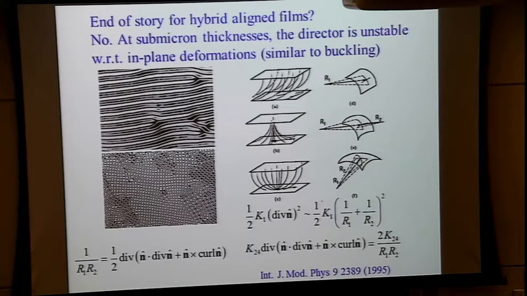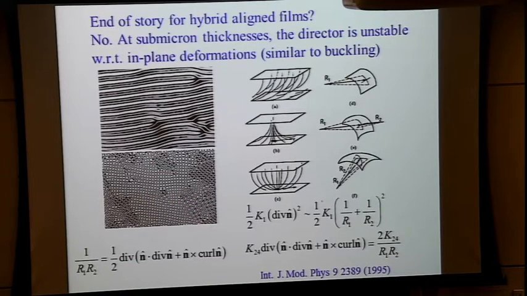So if you think that this is the end of the story for the hybrid aligned nematic films, do you think so? No, very good. It's not, because it turns out if the thicknesses are really, really small, when these gradients are cranking up, then completely new physics appears. Instead of the uniform nematic director, you have something that is three-dimensionally distorted. It forms stripes, it forms lattices of point defects.